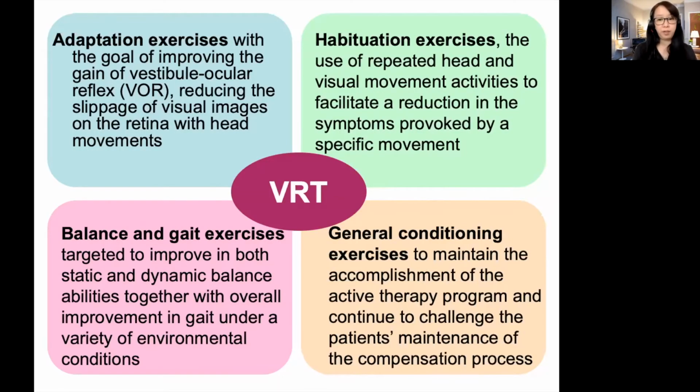How do we achieve that? Okay, so one of the methods is through adaptation. So adaptation exercise has the goal of improving the gain of the vestibular ocular reflex. So I think as audiologists, you all know what the gain is, right? So we want to reduce the slippage of visual images on the retina with each head movement, all right? So that the image is on the retina at the fovea as accurately as possible, all right?